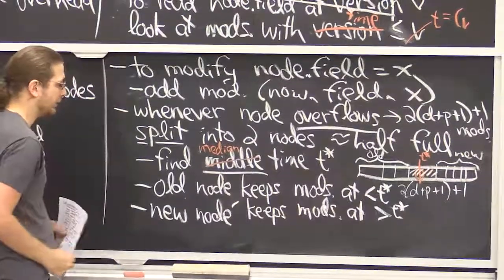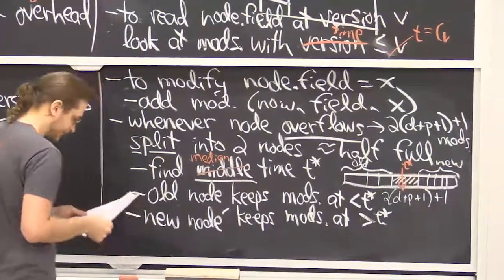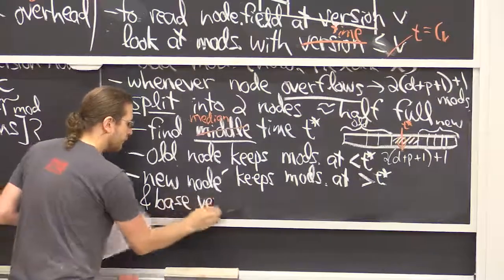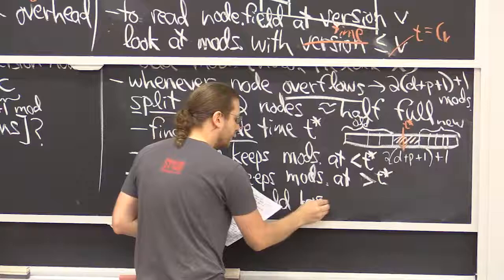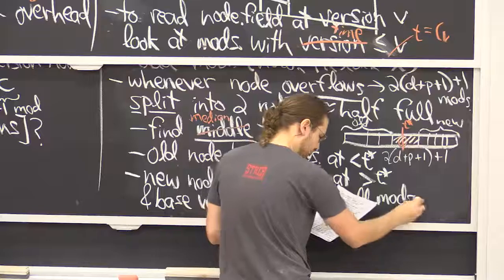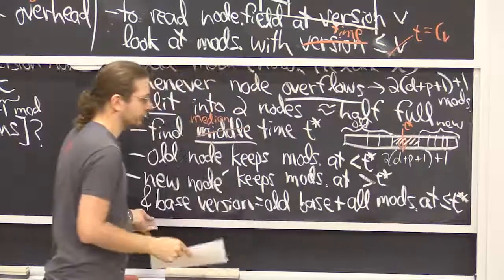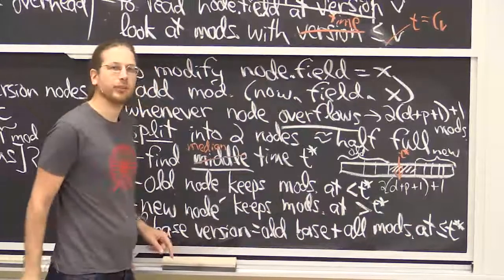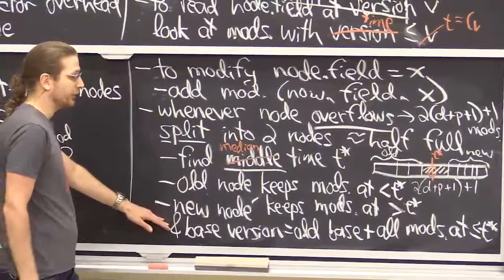How do I do that? By updating the base version for node prime. So the base version of node prime is going to be equal to the old base version with all of the mods at less than or equal to t star applied. Okay, so this is the one place where I have equality. That's the one place where the mods at t star are actually not being lost: in the base version.